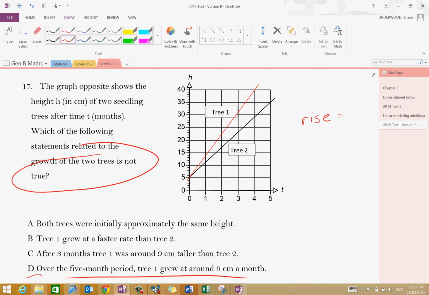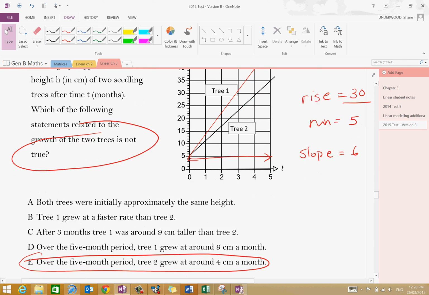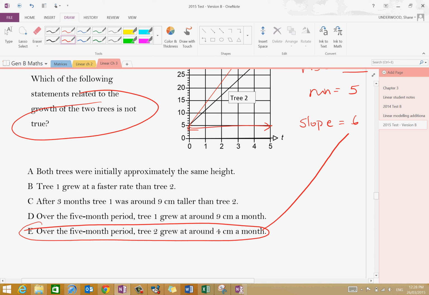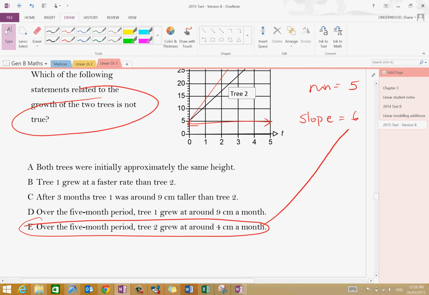The rise is equal to 30. And what's the run? It goes from 0 to 5. So the run is 5. Let's try it again. Resume. So the rise is 30. The run is equal to 5. So therefore the slope is equal to rise over run, which is 6. And they've told you that it's 4. So that one's incorrect. All right, so I've been through the multiple choice.